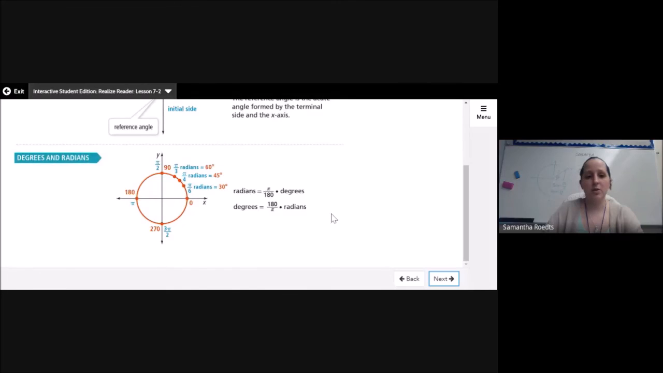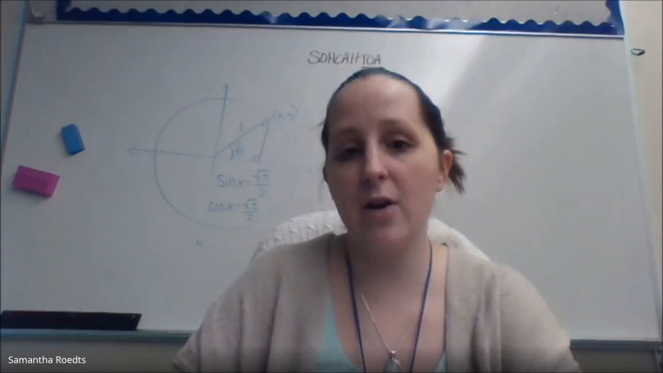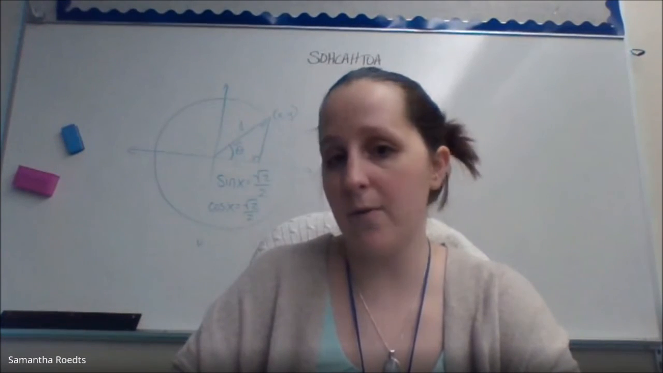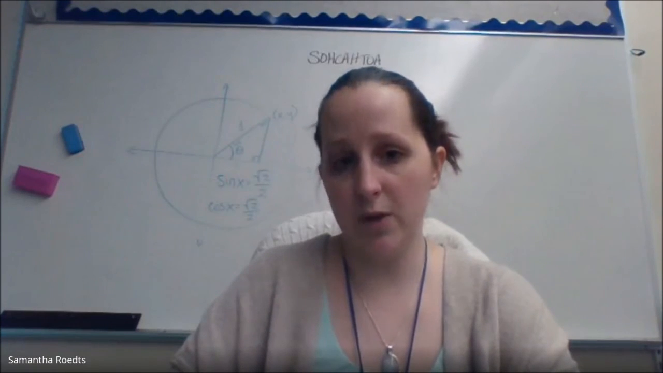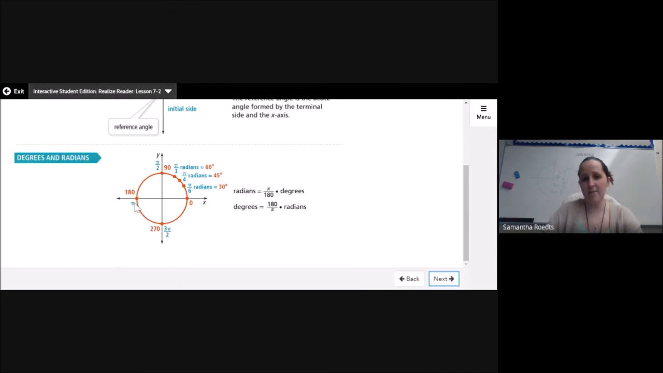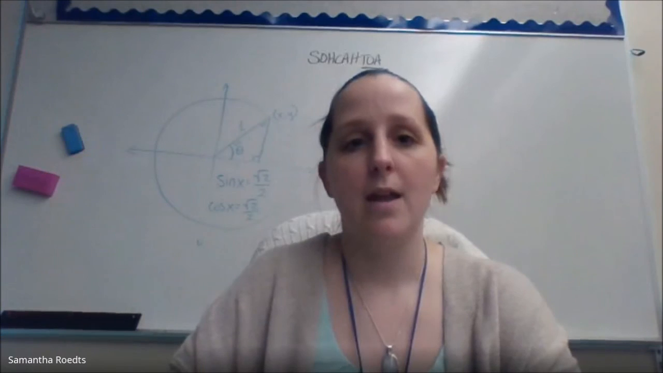Degrees and radians. For a unit circle, I have pi over 6, which is 30 degrees, pi over 4, which is 45 degrees, and pi over 3, which is 60 degrees. From 0 to pi over 2 is 90, pi is 180, 3 pi over 2 is 270. Radians equals pi over 180 times its degrees, and degrees equals 180 over pi times radians. And that is the end of Unit 7, Lesson 2.